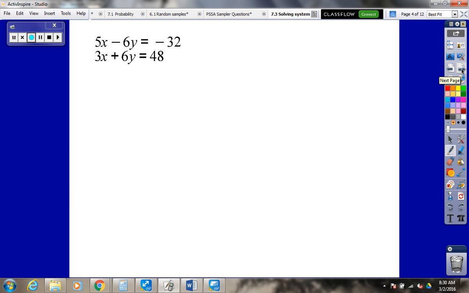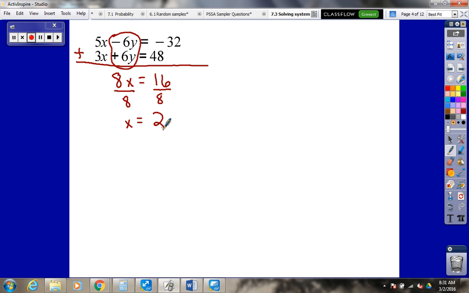Okay, in this system, Austin, do we have any variables up there with opposite coefficients? Okay, which one? Negative 6y and positive 6y. Good, these have opposite coefficients, the negative 6y and the positive 6y, so I can add these equations together. Will, tell me what I get when I add them together. Good, now what do I do? And I get?